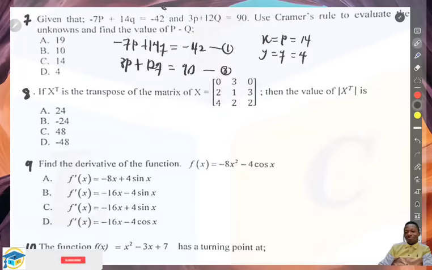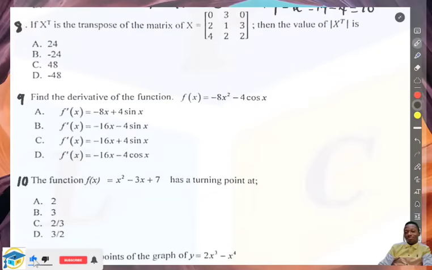Just write it. Since we are asked to find P minus Q, I know P to be 14 and Q to be 4. So therefore, P minus Q should be equal to 10. And that should be option B, and you are good to go. So let's take note of that.